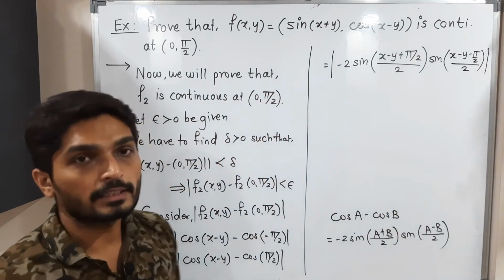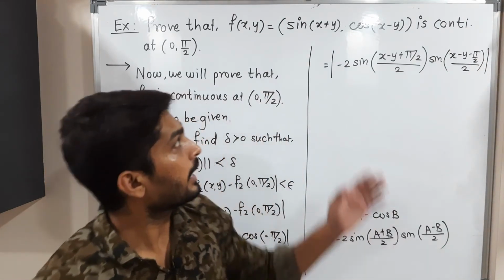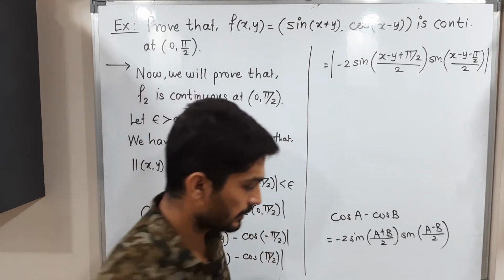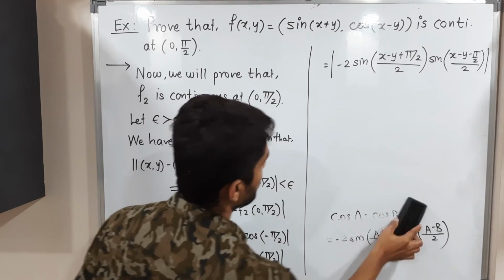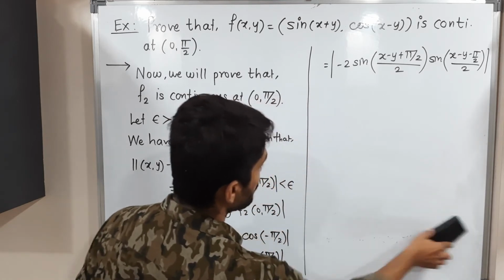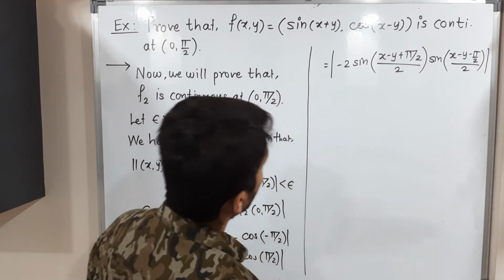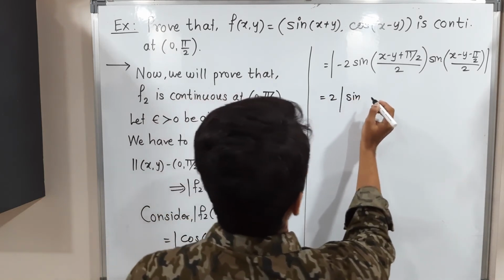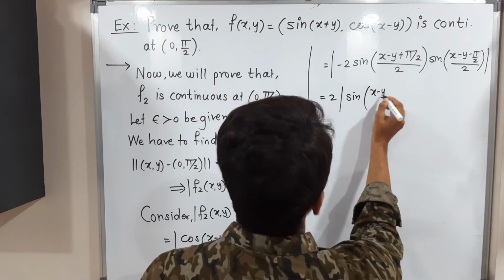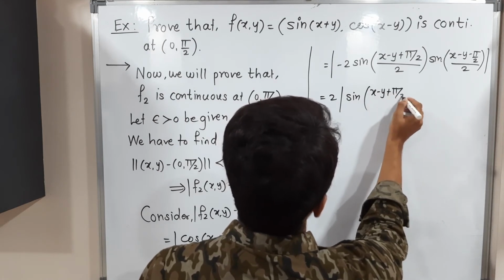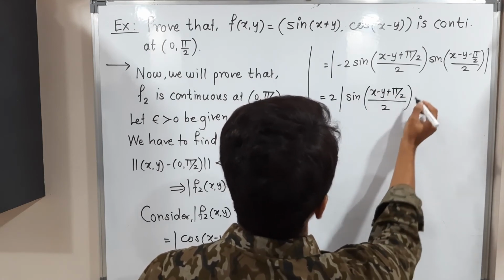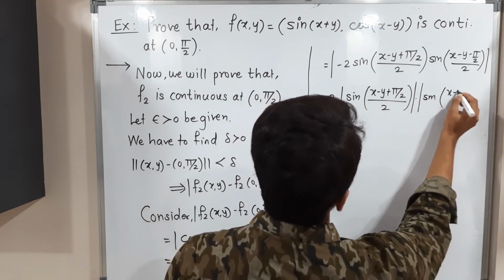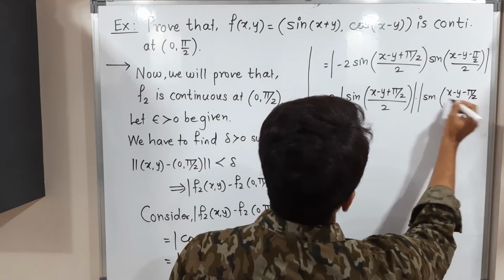See, mod is there, so we can take separate mod, and see, minus sign is there, but no need to worry, because of mod it will get cancelled. So I will remove this formula since we have already used it. It is not required now. Okay, let us continue. So this is equal to 2, I can take separate mod sine of (x minus y plus pi by 2) divided by 2, and here also I can take separate mod sine of (x minus y minus pi by 2) divided by 2.